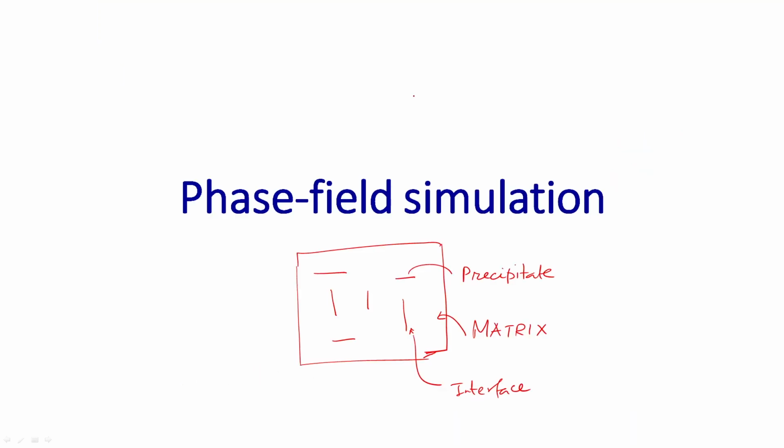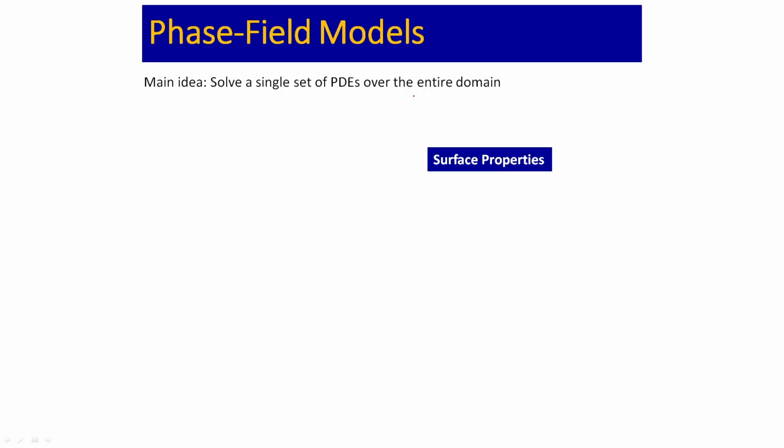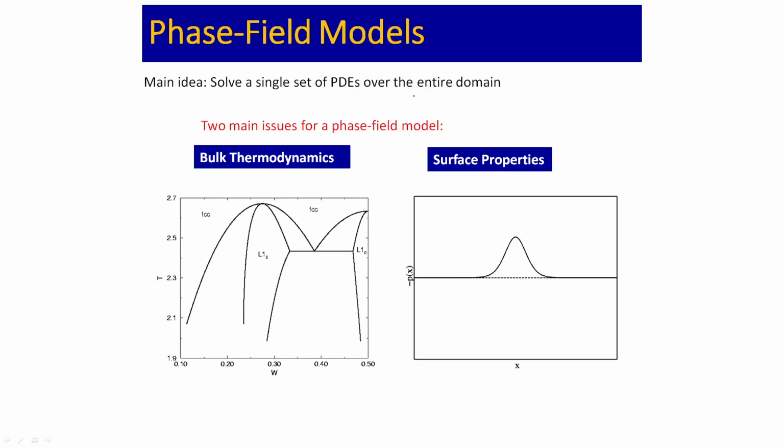So, we also discussed phase field simulations, and in particular I talked about how to obtain microstructures in precipitation formation systems like aluminum copper alloy. The main idea of this phase field simulation is to solve a single set of partial differential equations over the entire domain. Remember there are two aspects in phase field simulations, because we are talking about a phase transformation, right, from a single phase microstructure to a precipitate plus matrix.